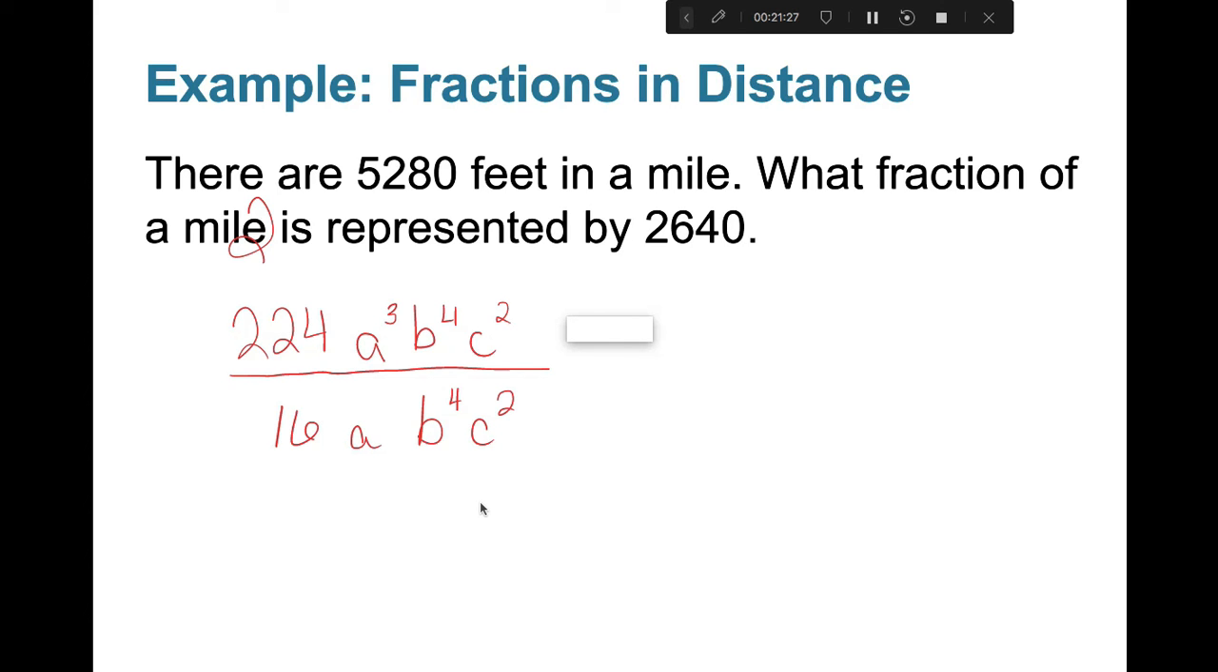So I need to look at this and work it out and figure out what my simplest form is. We can cross out the c's. They both are to the squared, so they will cross each other out. The b's are both to the 4th. They will cross each other out. Then what?